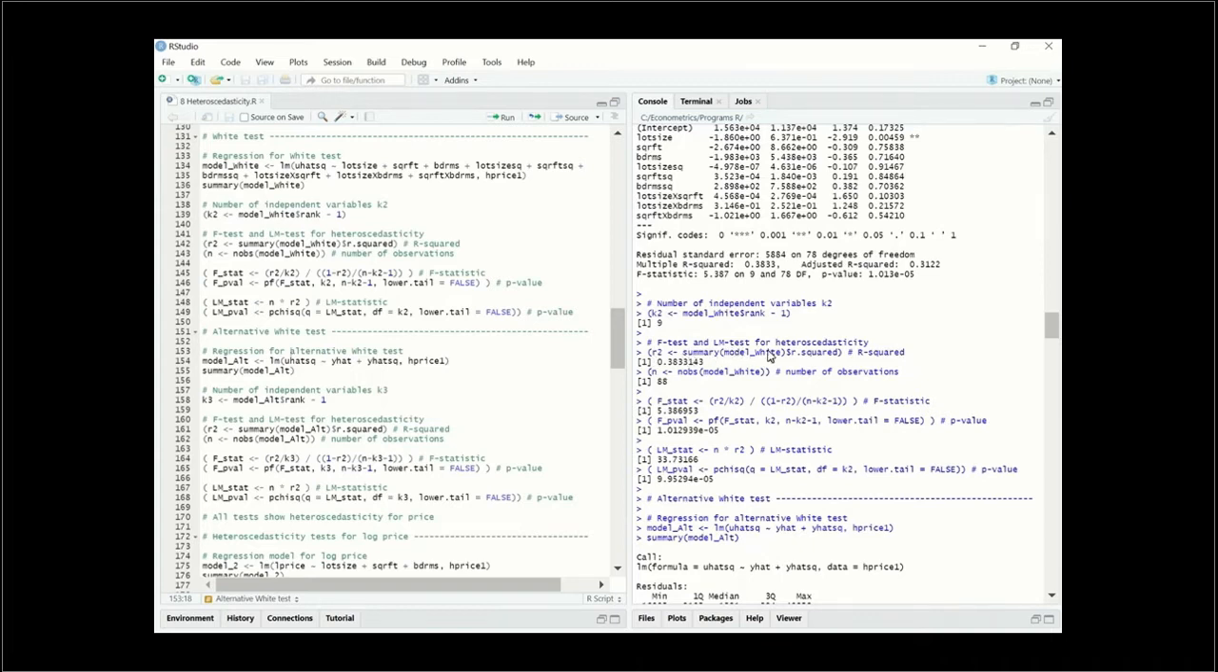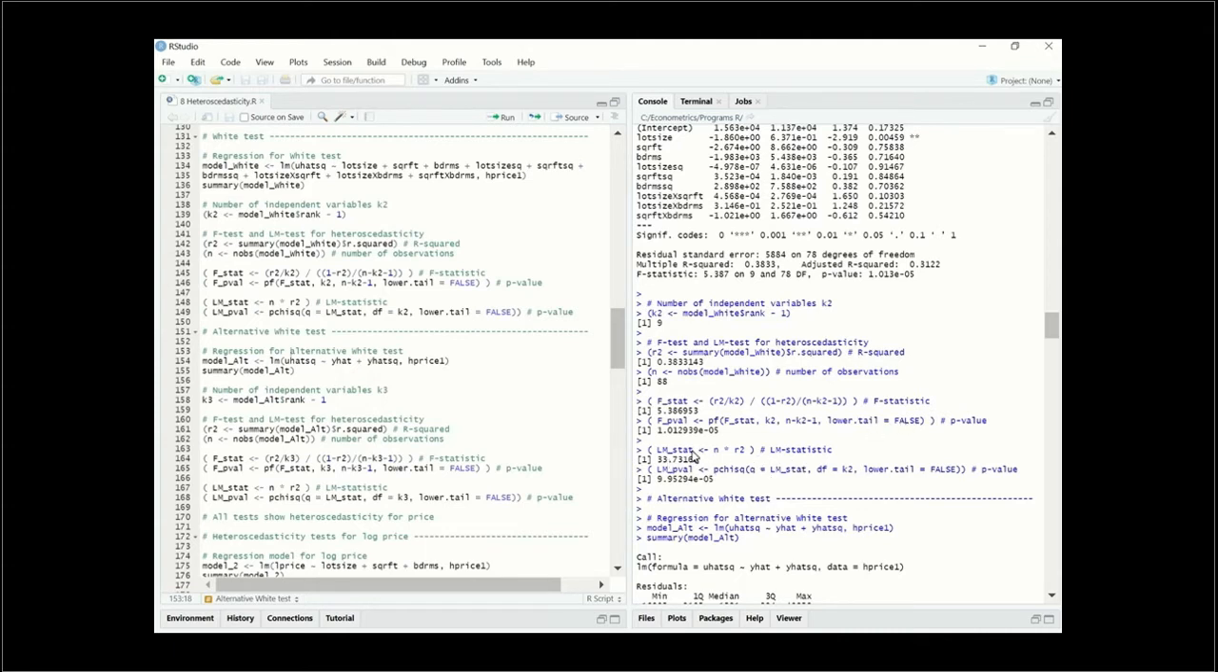So from this model here, we're going to be picking up the R squared, and then the number of observations from this model here. And for the F statistic, again, we're going to be calculating it exactly the same way as above using this formula for the F statistic. And the p-value for the F test would be giving it the F statistic and the number of independent variables. This is degrees of freedom in the denominator, and lower tail test false because it's an upper one tail test.